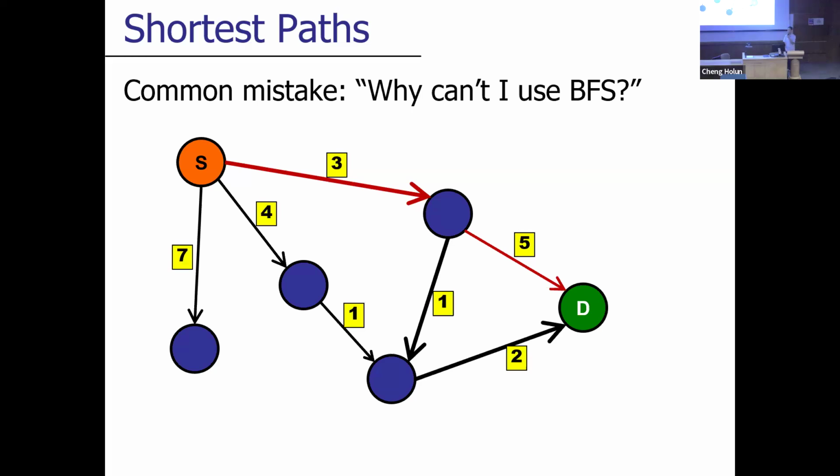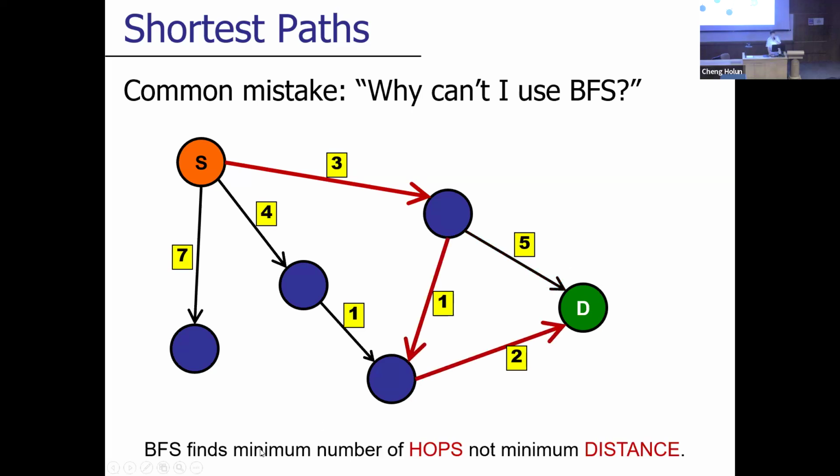Breadth search can only find the smallest number of hops, not the smallest number in terms of the weighted distance. So if you use a breadth search, this will be the so-called shortest path in terms of hops, which is not the lowest in distance. So breadth search only finds the minimum number of hops.